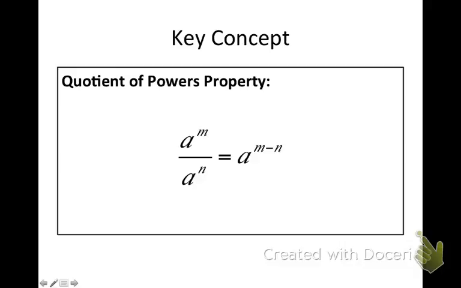This should not take us very long. So your quotient of powers property. Please write the following rule down. If you have the same base being divided, so it makes a quotient, you subtract the exponents, as opposed to if you have the same bases and you're multiplying, you add the exponents.